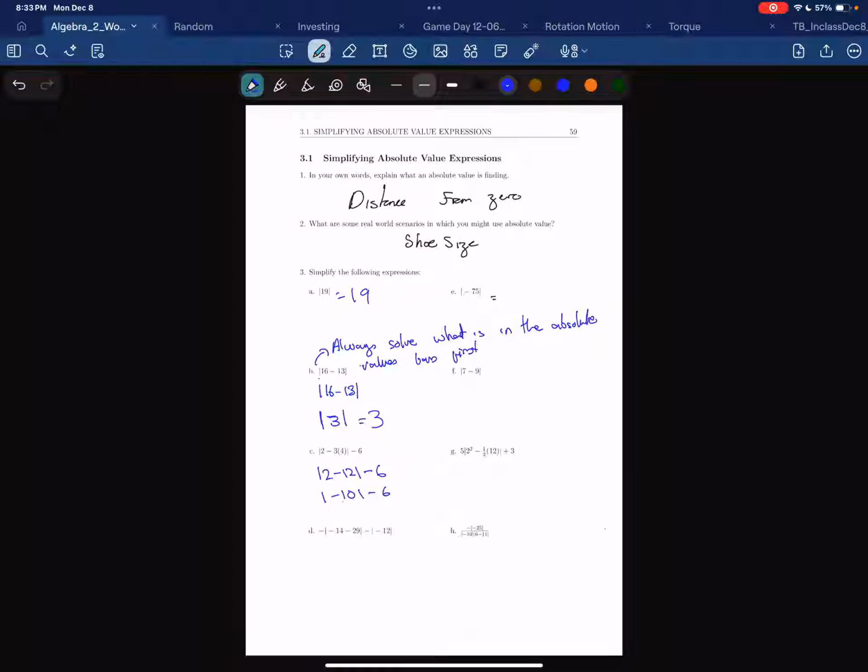I solve what's in the absolute value bar here again. And it's asking me what's the absolute value of negative 10. The absolute value is equal to 10. 10 minus 6 is going to be equal to 4. All right? And let me do one more here.